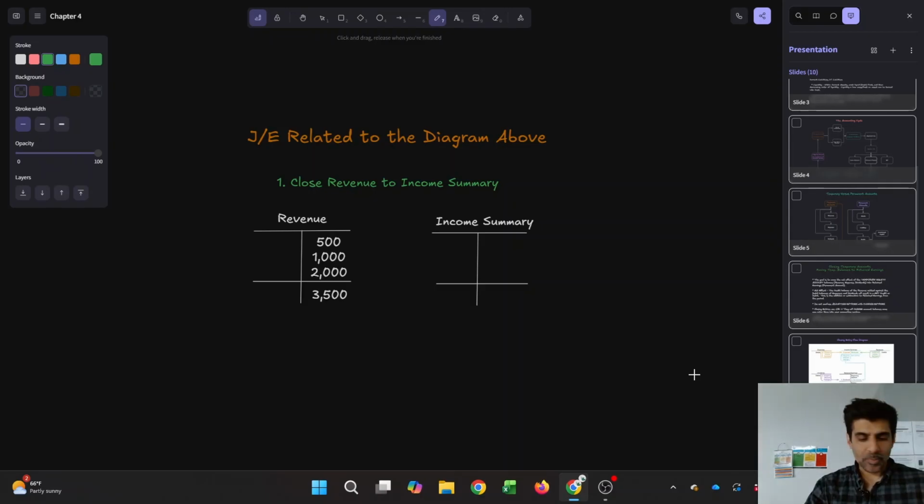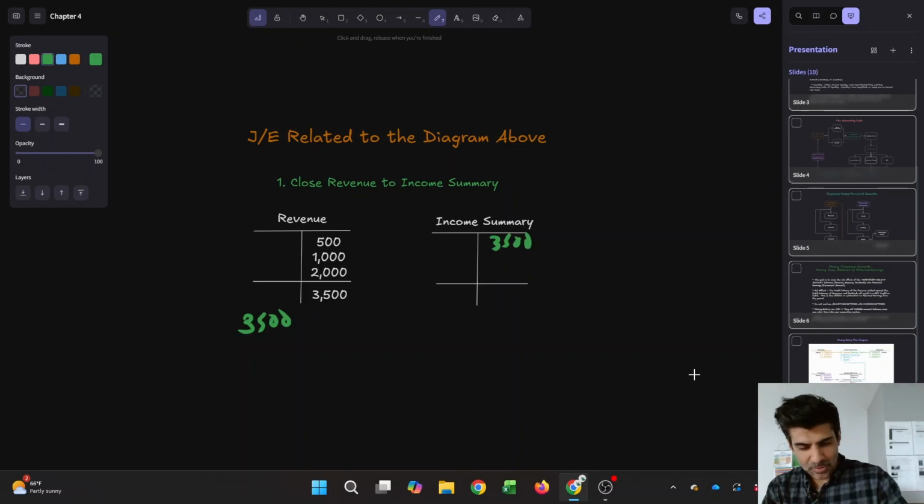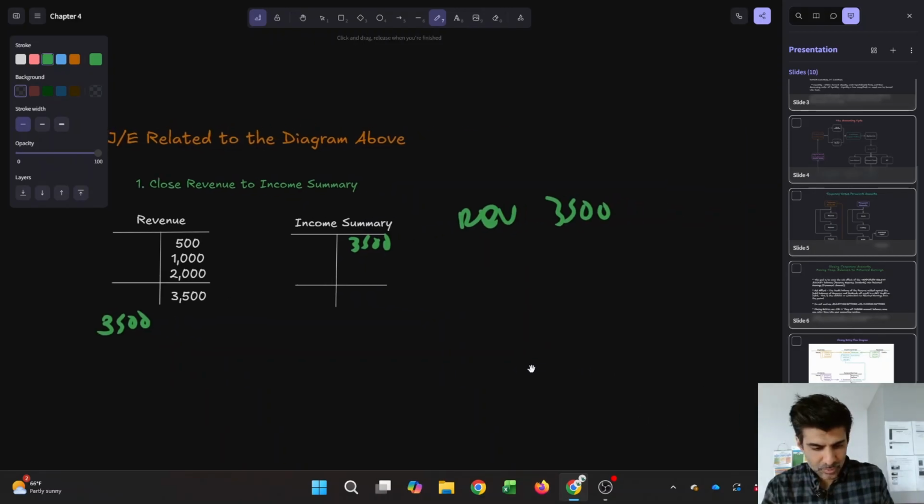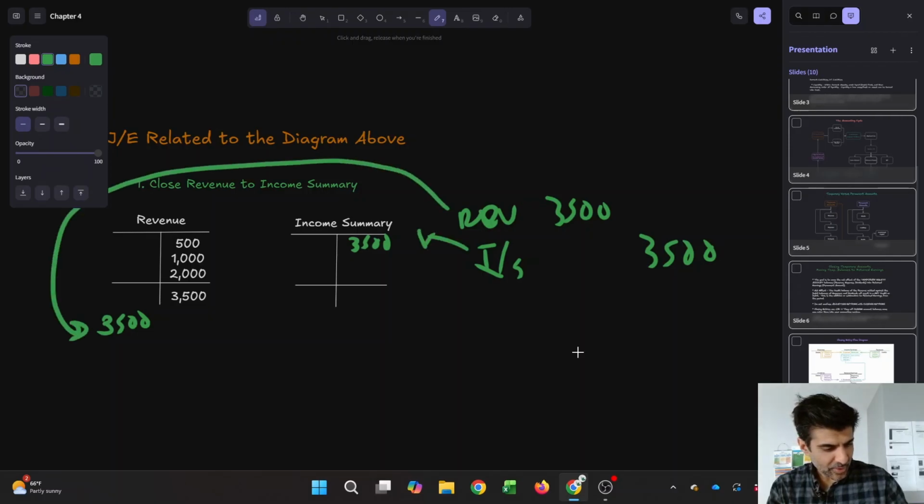So let's say this is my ending balance. I reported this 3,500 in my income statement. Now I'm done with my period. I've made my financial statements. It's time to close my accounts. My journal entry is going to be debit revenue 3,500, credit income summary 3,500. This is my journal entry, and then I posted it. So now I have this 3,500 here, and then this is going to go here.